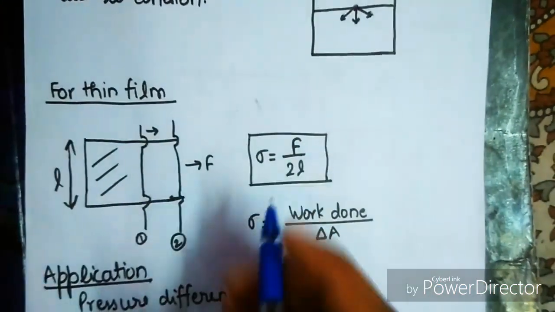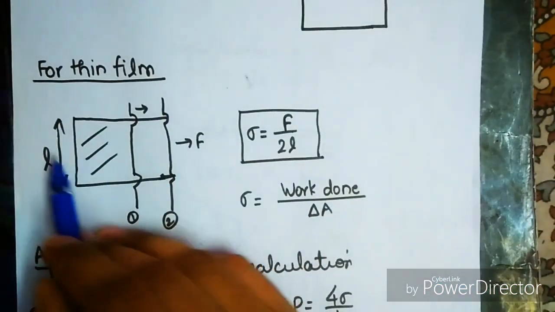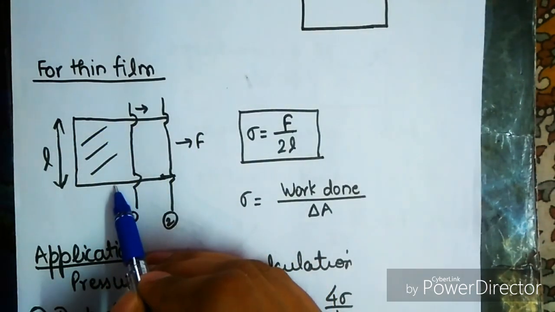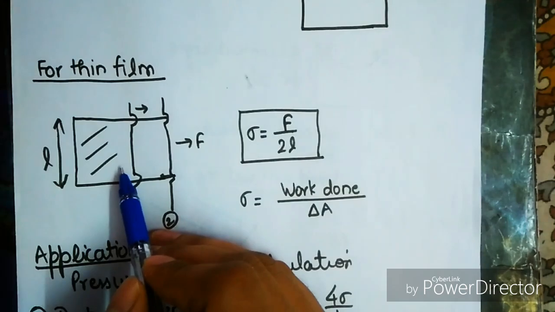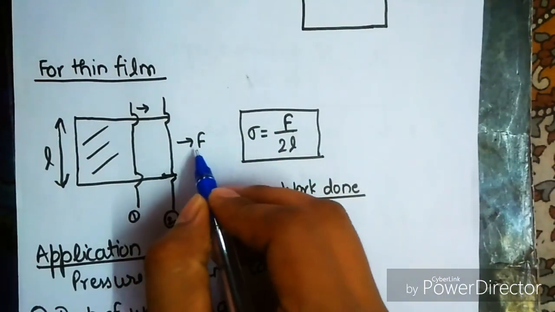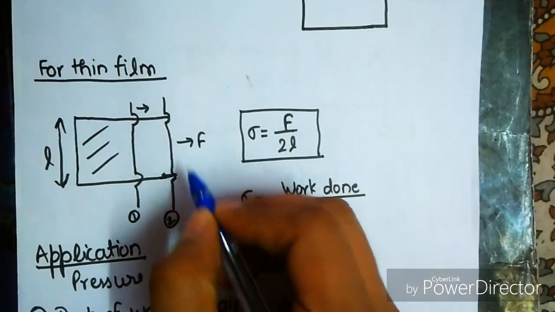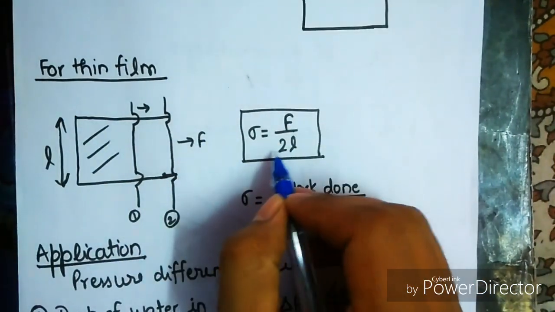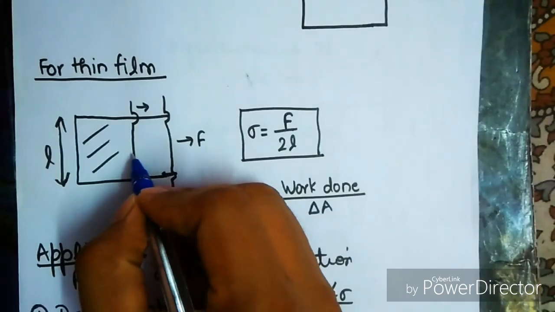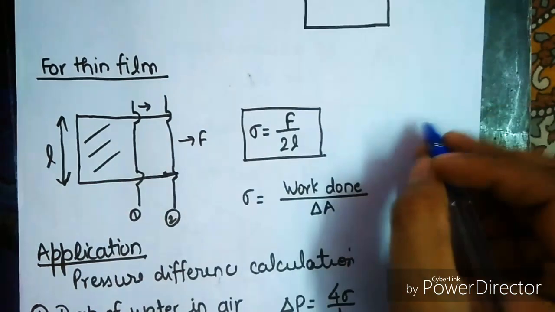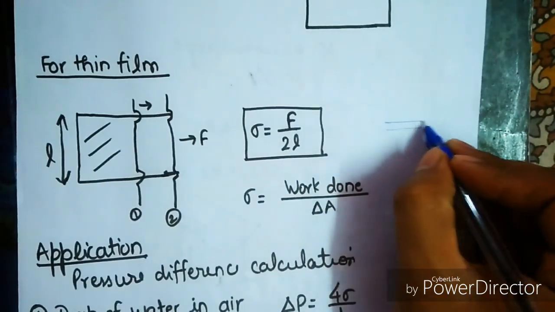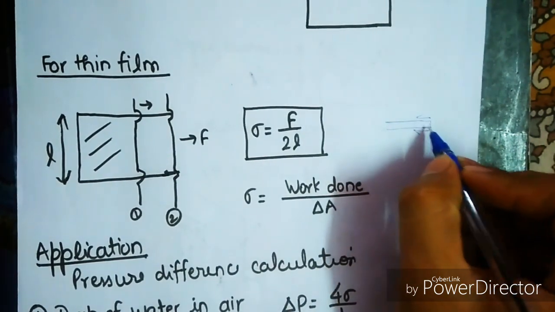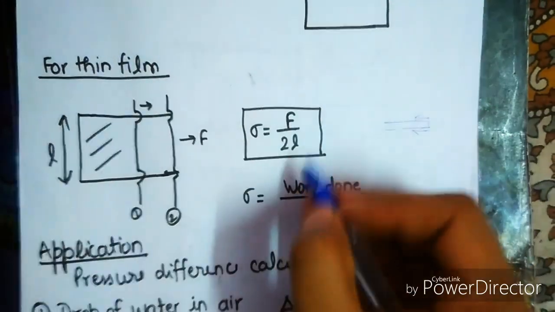Now for a thin film, we must have seen this case. This is the length of this film. Okay, this is the wire, and this is the bubble or the film. Now if we apply a force and we have to find out the surface tension here, then surface tension equals the force applied upon 2L. Why 2L? Because we have two surfaces of liquid like this. If we see the cross section, we have two surfaces. One is this one and another is this one. Okay, upper surface and lower surface. That is why F upon 2L.